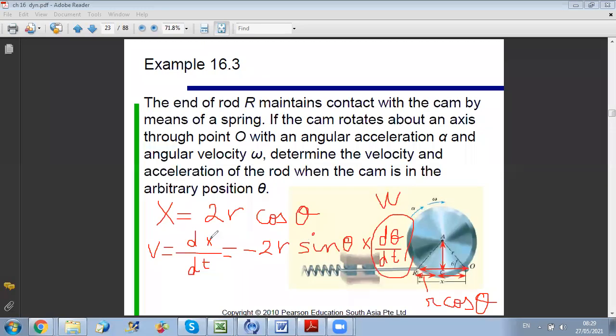In this way, I found the velocity at any instant as a function of theta, which is the angular position of the wheel, and omega, which is the angular velocity of the wheel. Now, for acceleration, the definition of acceleration is a equals dv by dt. So now I will derive this expression, okay?